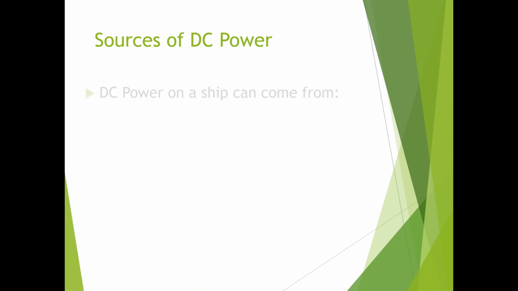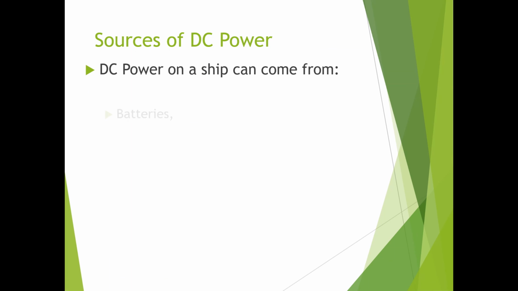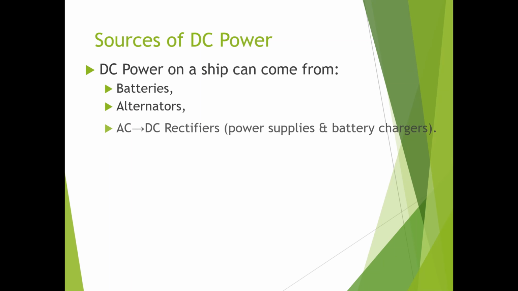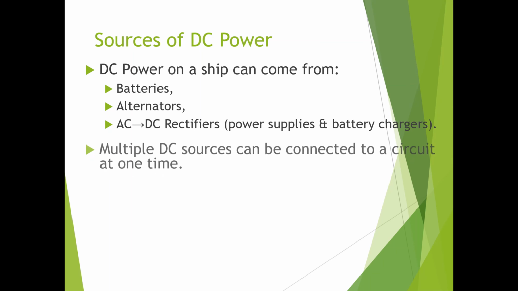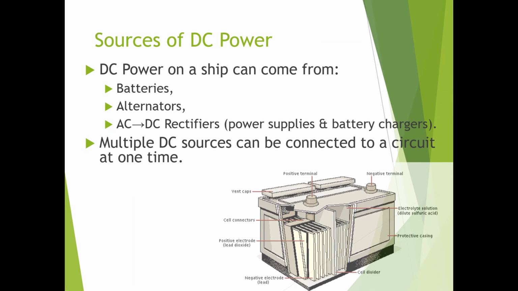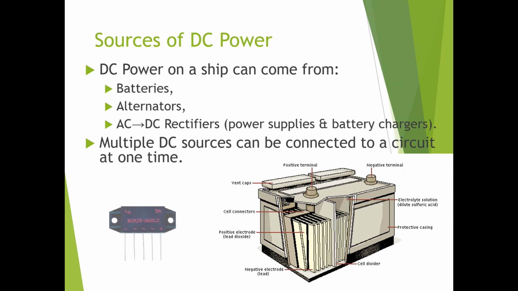Sources of DC power. DC power on a ship can come from batteries, alternators, AC to DC rectifiers, power supplies, and battery chargers. Multiple DC sources can be connected to a circuit at one time.